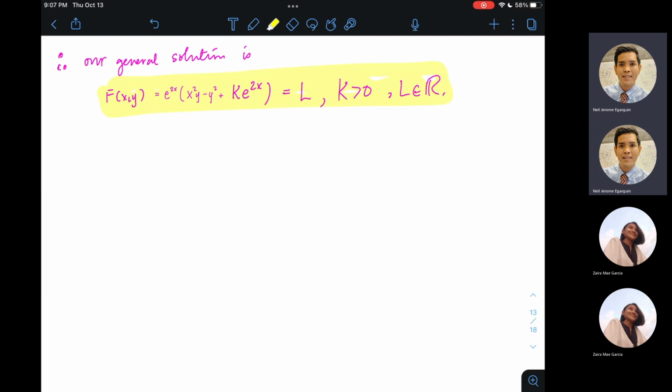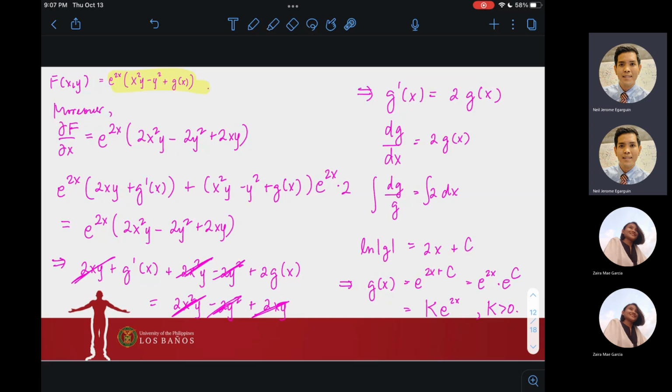Hold on. Sine-check ko doon sa PowerPoint kasi magkaiba kami ng sagot. So where did I mess up? So double check ko lang, balik ako sa previous page. So kinompute natin yung partial ni f with respect to x. So nakuha natin ay e to the 2x, so 2xy.